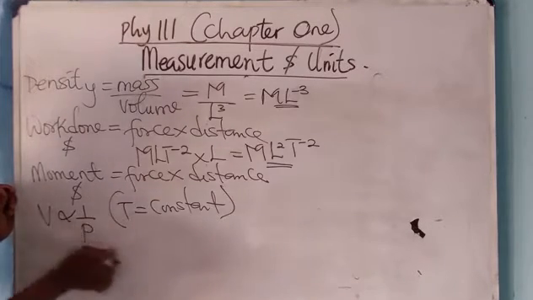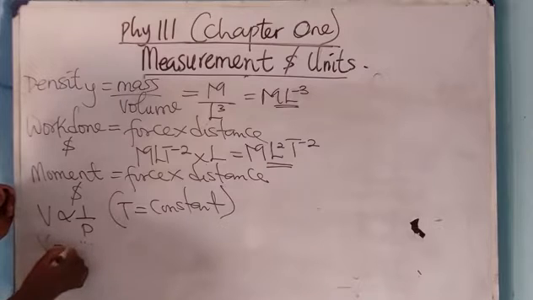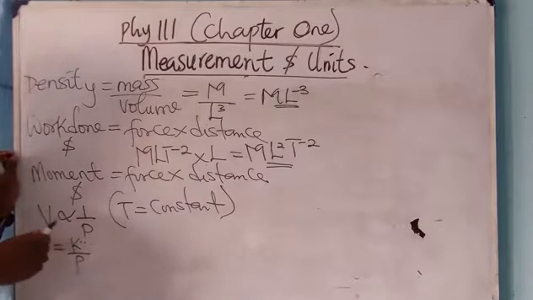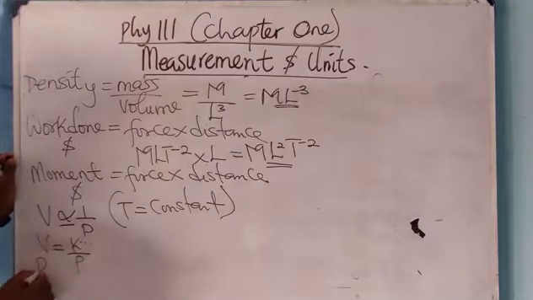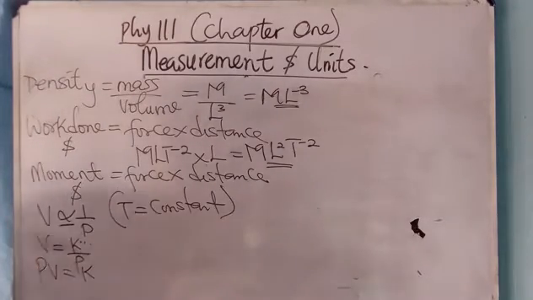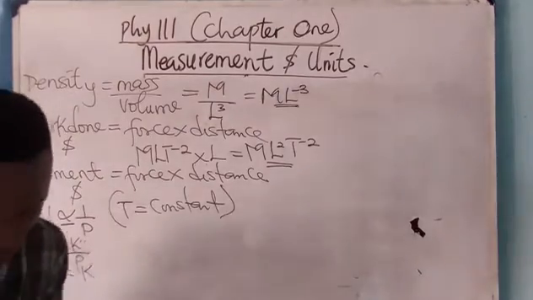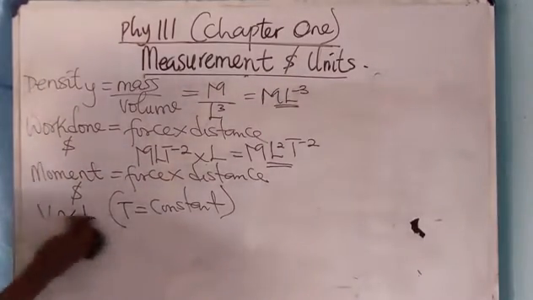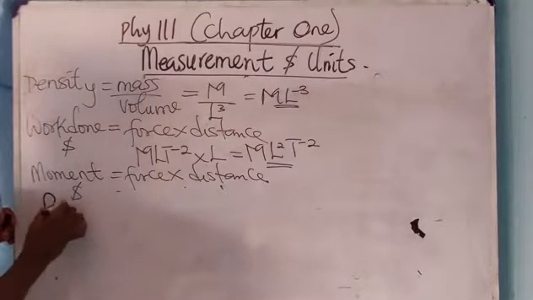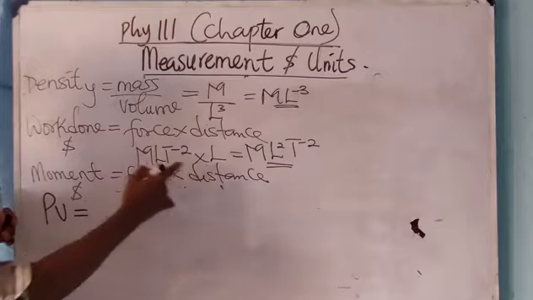Let me do it. So V equals K over P. I've introduced this constant K in order to eliminate this proportionality sign. So it becomes PV equals K. So I said that work done and Boyle's law have the same dimension. Let us prove it.